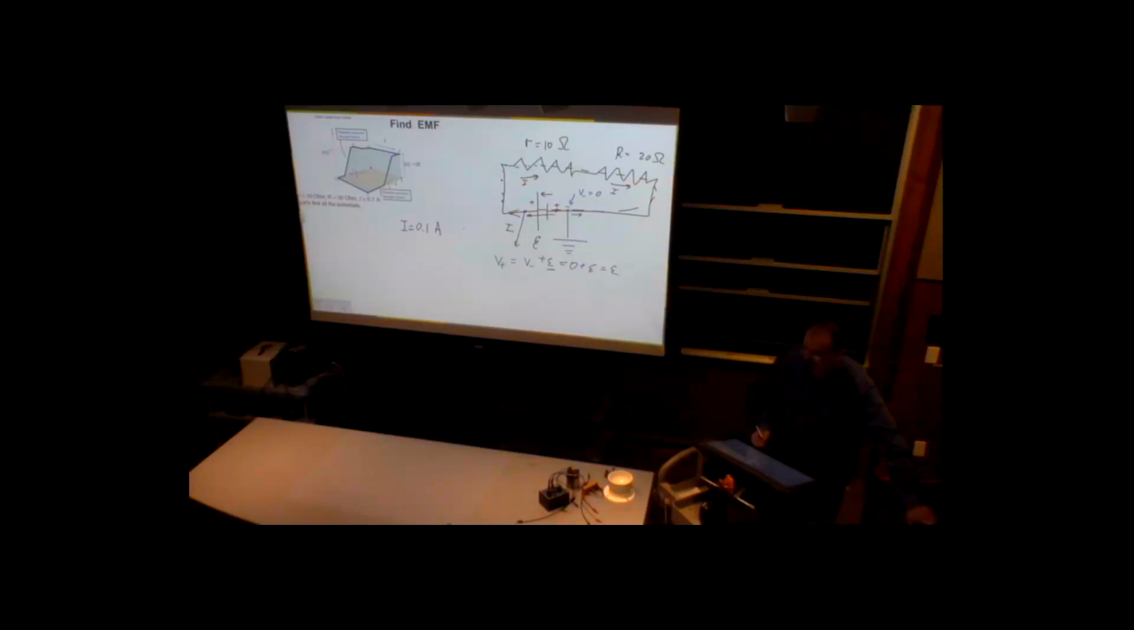EMF still doesn't help, still unknown. But we know what is happening to the potential. We know how to trace it. EMF, EMF, EMF. Right here, it's still supposed to be the same unknown EMF.